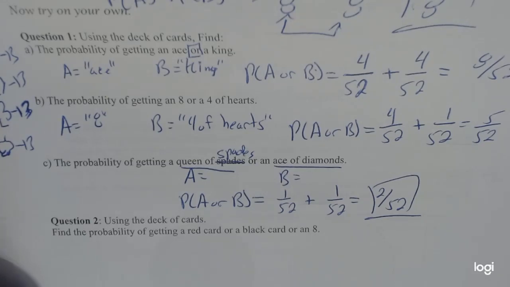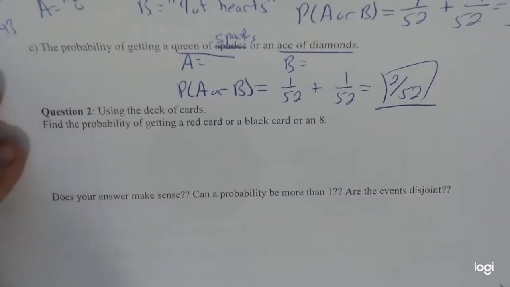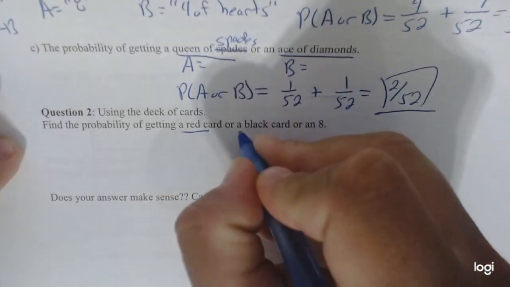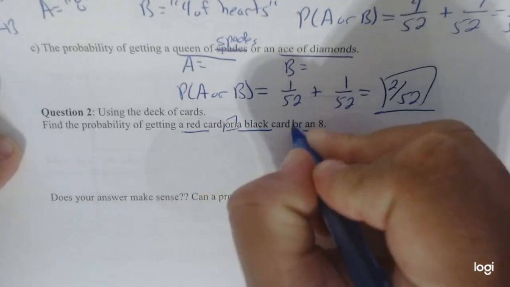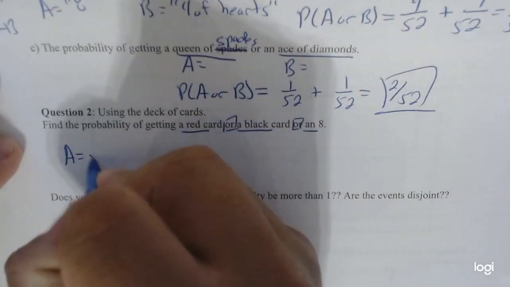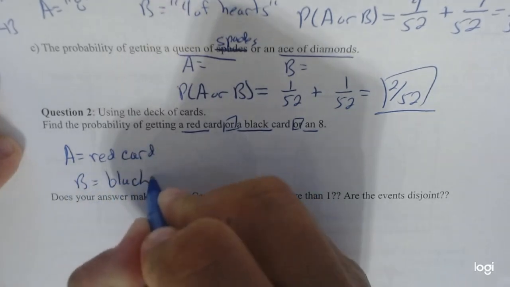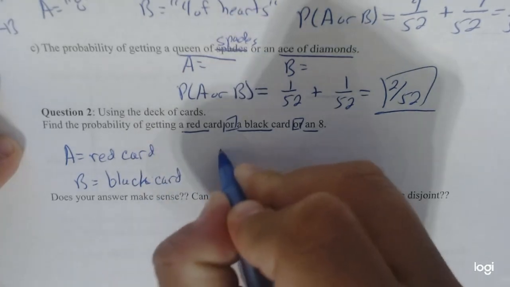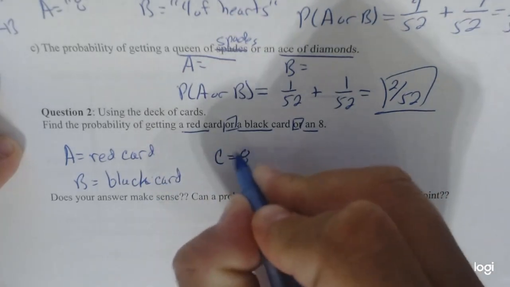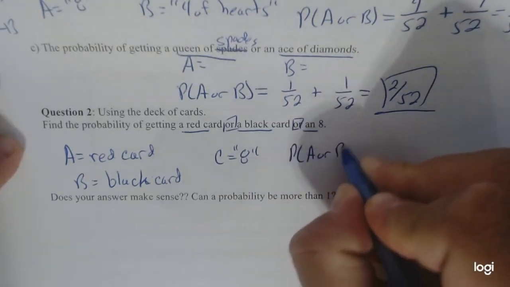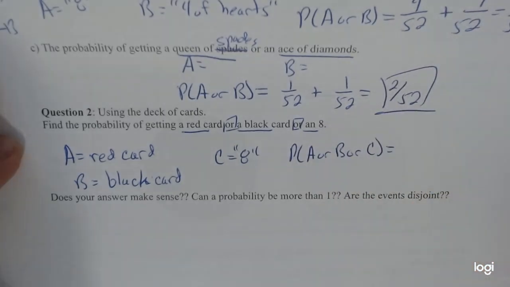Okay, all right, so let's do a couple more examples to get you accustomed to using the OR rule, okay? Question 2. Using a deck of cards, find the probability of getting a red card or a black card or an 8. So now we have 3 events, because it's an OR and an OR. Event A is a red card. Event B is a black card. And event C is an 8. So we can just add A or B or C, because that's what we want now. It's going to be the addition of each individual one.